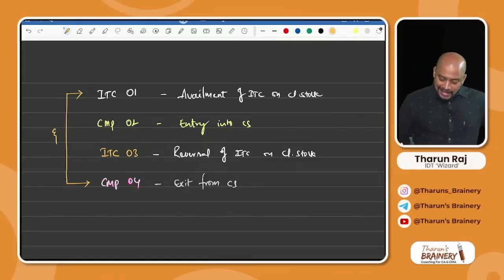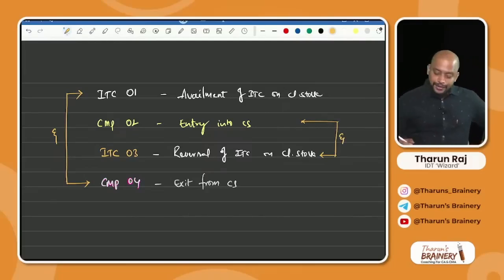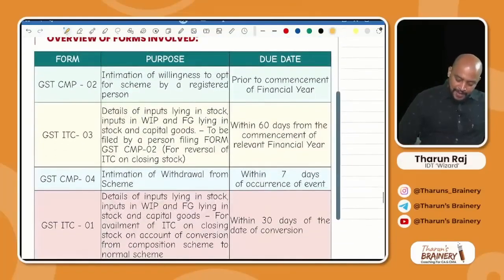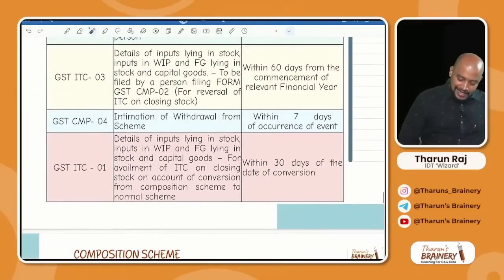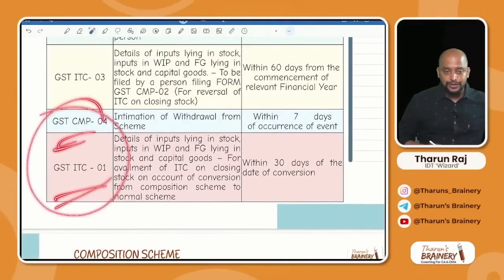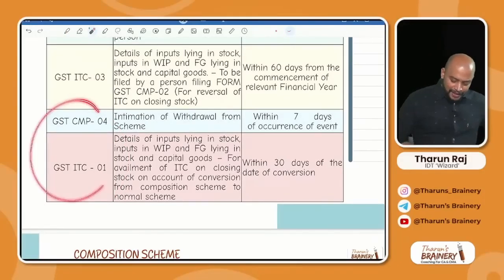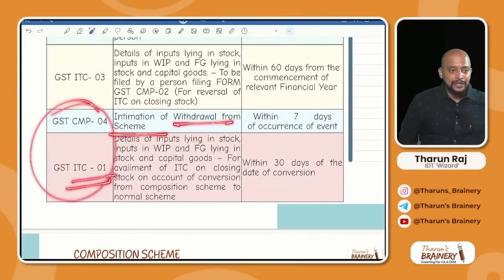Then again CMP2 and ITZ3, that is whenever you enter into composition scheme, then you will reverse the ITC on closing stock. You understood? So that's what I have given, ITZ1 and CMP4. These two is one combo. Whenever you exit from composition scheme, you will avail the ITC on closing stock.